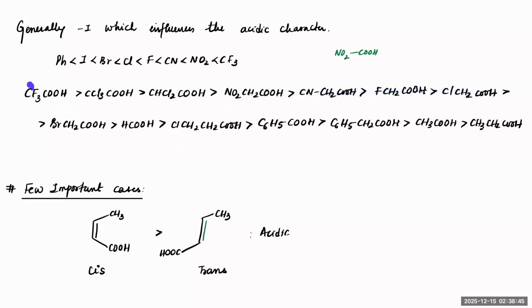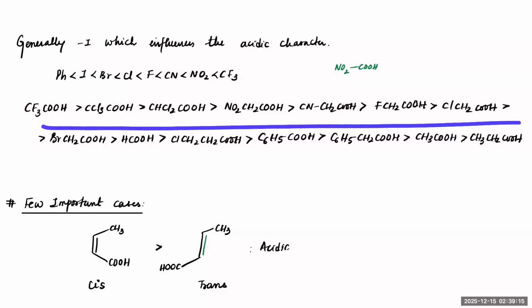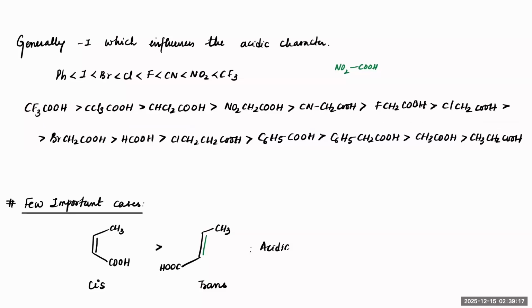So you can see CF3 is strongly withdrawing, then CCl3, then two chlorines, then nitro, then cyanide, then one fluorine, then one chlorine, bromine, formic acid, and then this one. So we will have only COH, then benzoic acid. After that, we can get one CH2 in between, then acetic acid, and finally propanoic acid. This is given in NCERT second year, so you better start learning the order from now itself.